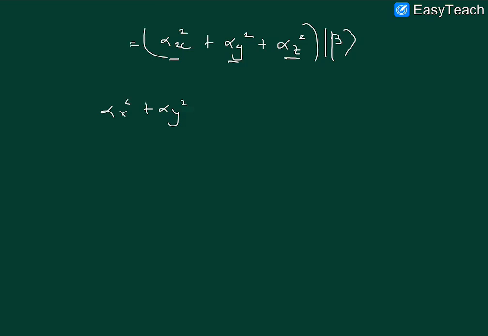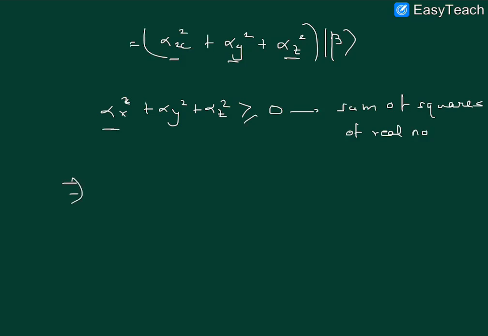Okay, alpha x square, alpha y square, and alpha z square, and their sum. These individual terms are positive numbers because they are squared, and the sum of positive numbers is nothing but greater than 0. So I will write it over here: sum of squares of real numbers. Okay, from this we can conclude that eigenvalues of L square are real and non-negative.